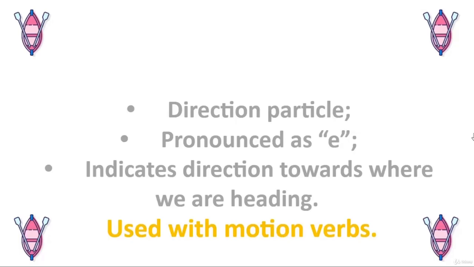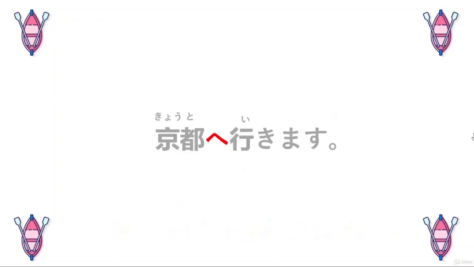Particle e. So this is a direction particle. It is pronounced as e, but we write it as hiragana he. It indicates direction towards where we are heading. It's used with motion verbs like iku, kuru, kaeru. Example sentence. 京都へ行きます。京都, Kyoto city, right? 行きます will go. So I will go to Kyoto.